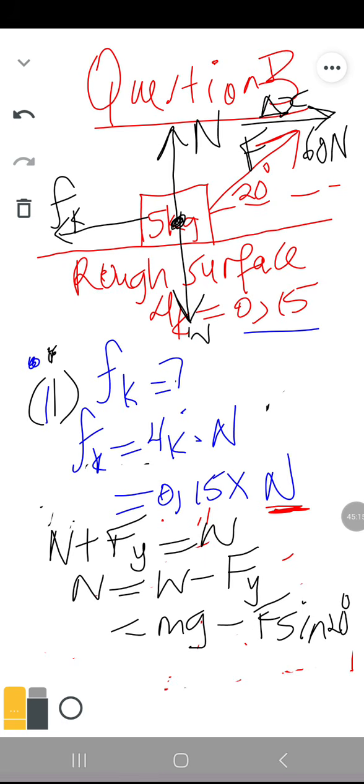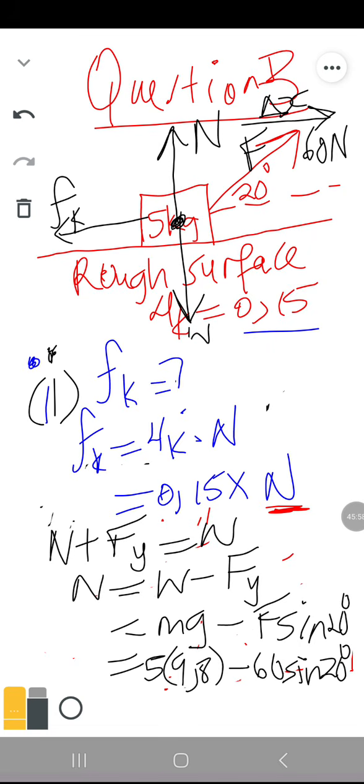Let's calculate our numbers. Our mass is given as 5 kg, multiplied by g, 9.8, minus the force applied, which is 60 newtons, sine 20 degrees. Now this one is your normal force. You are free to use a calculator here: 5 multiplied by 9.8, then minus 60 sine 20. We get 28.478, but you can round off to 2 decimal places. Usually it's not recommended to round off in the middle of the calculation. You are only required to round off your final answer.